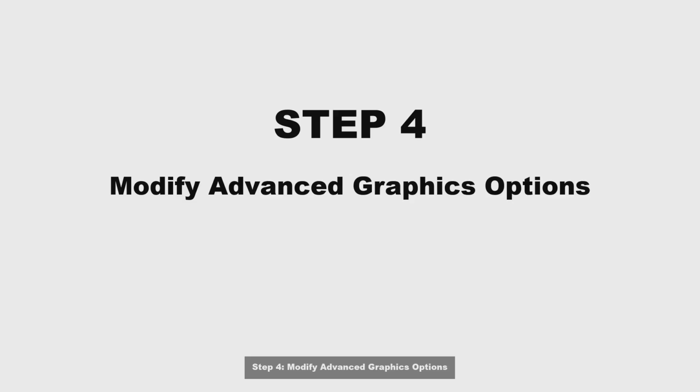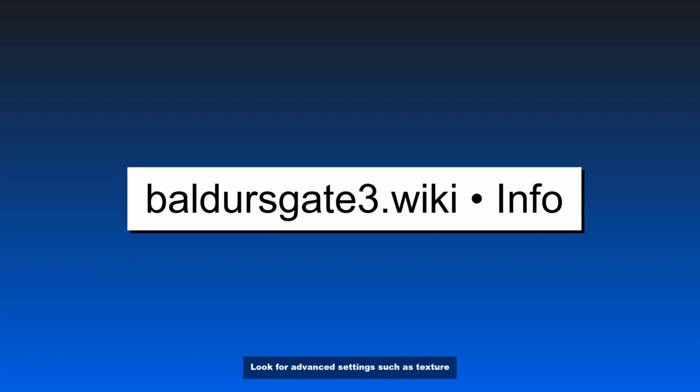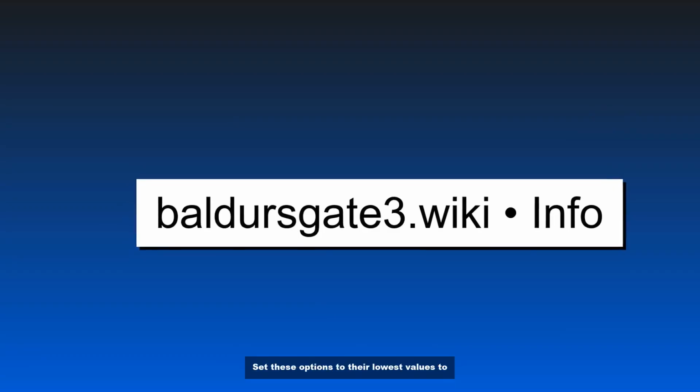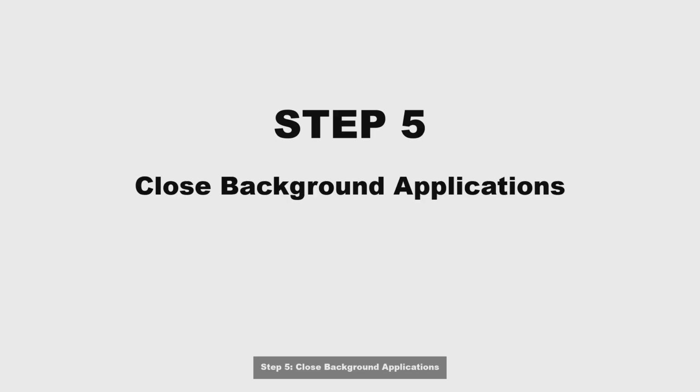Step 4. Modify advanced graphics options. Look for advanced settings such as texture quality, shadow quality, and anti-aliasing. Set these options to their lowest values to minimize resource usage.